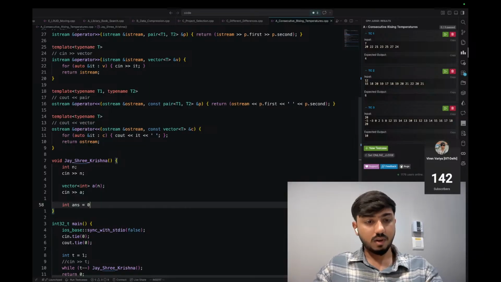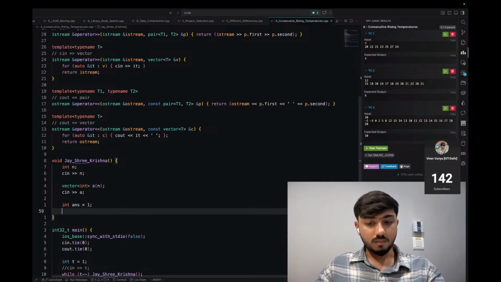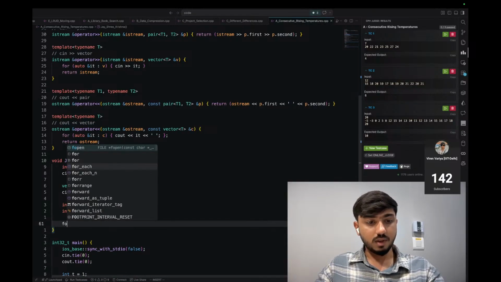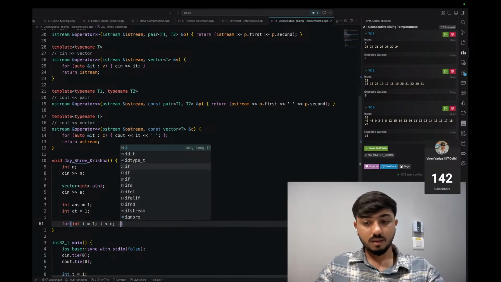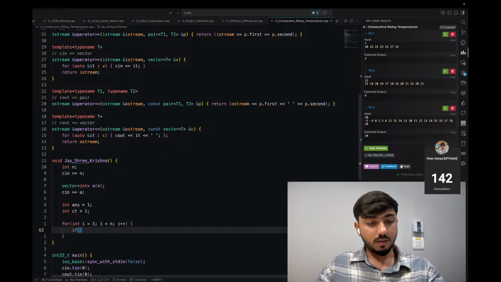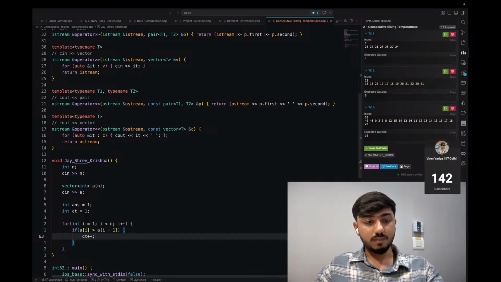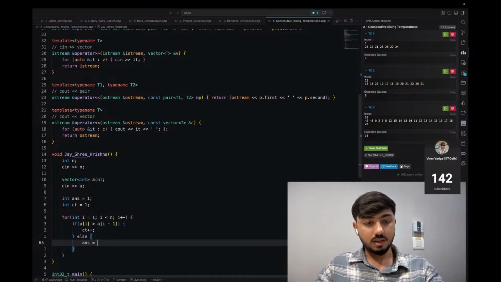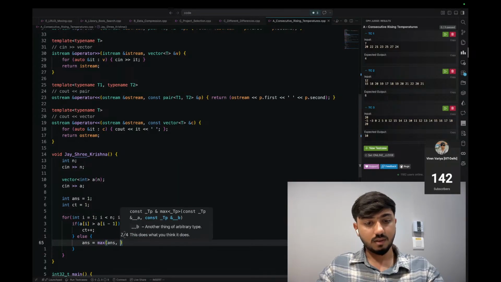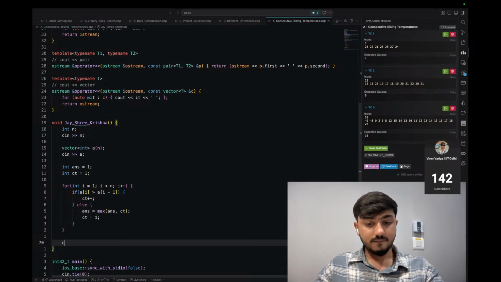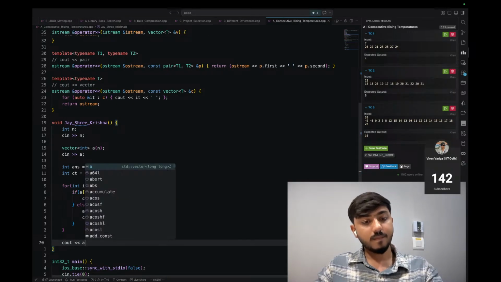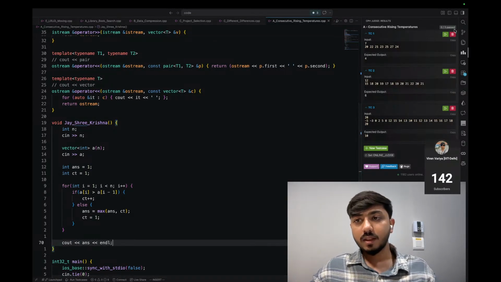Take the input. Answer should be 1, current is equal to 1. If A of i is greater than A of i minus 1, count plus plus. Else answer is equal to max of answer, count. The count should become 1. That's it.